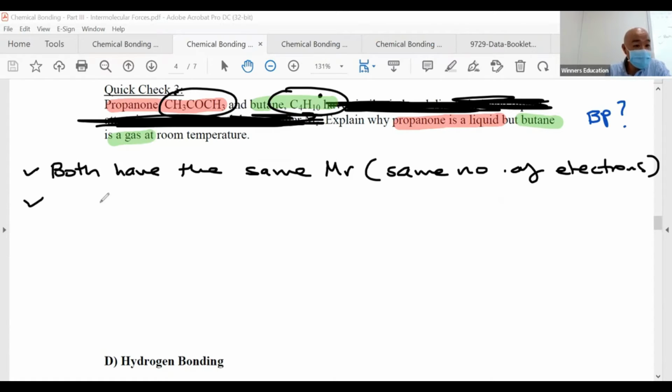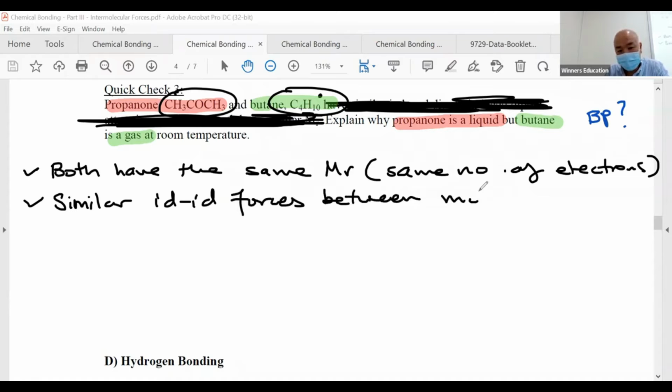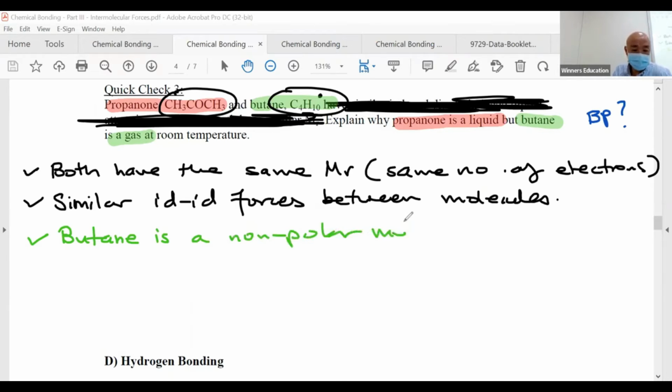So immediately I want to find a common ground, which is they have similar ID forces between the molecules. Take a look at butane, which is green, right? Butane is a hydrocarbon. Make sense? So very fast we know it is a non-polar molecule and has only ID IMF between it.